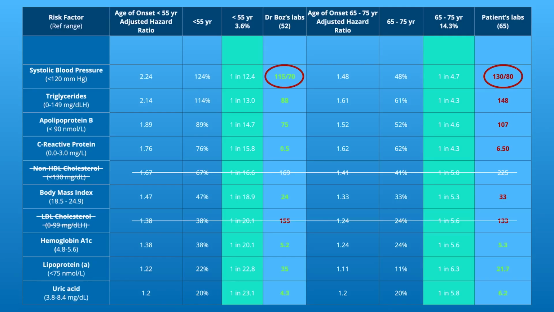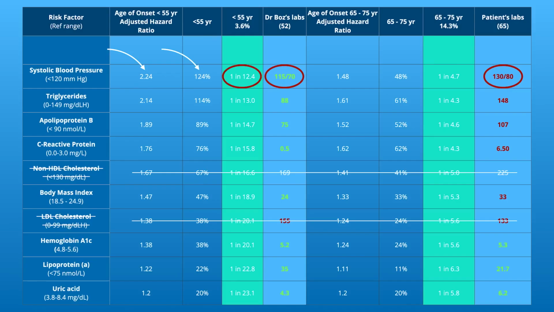If I develop high blood pressure at the age of 52, it has an adjusted hazard ratio of 2.2, which is a 124% increase in my risk for heart disease. So because the baseline risk for heart disease in my age group is about 3.6%, that will change the risk to 1 in 12 people my age when their blood pressure is high.